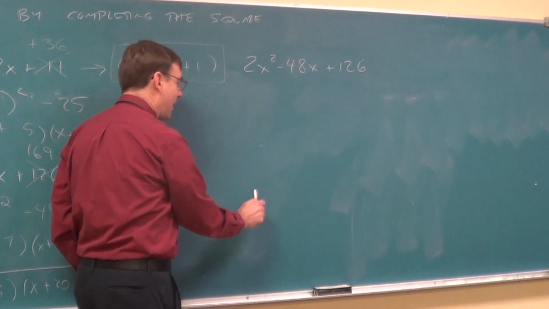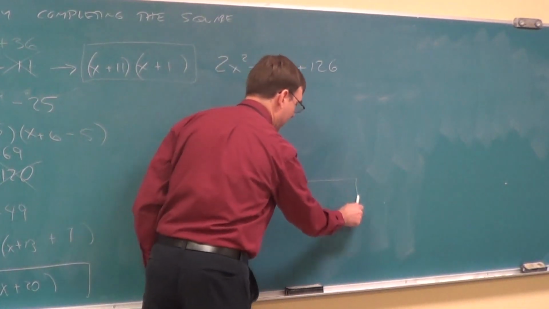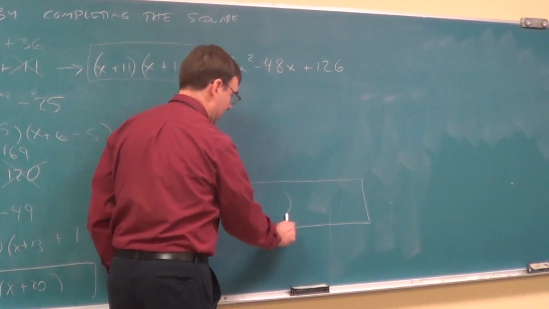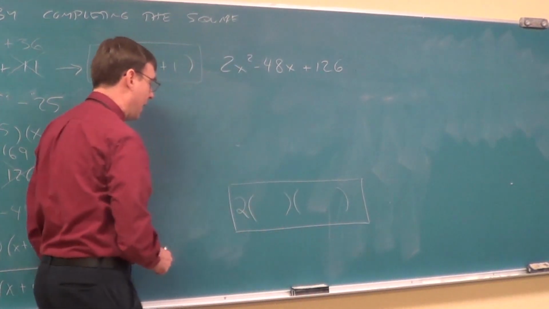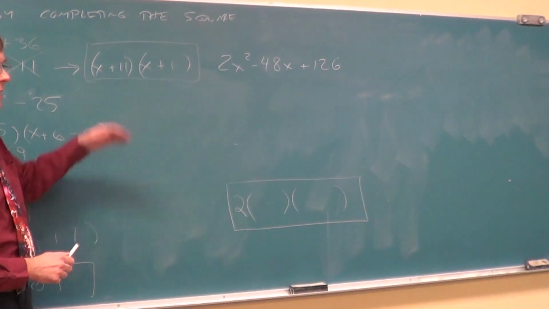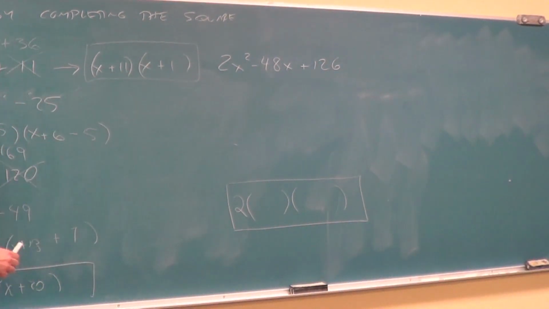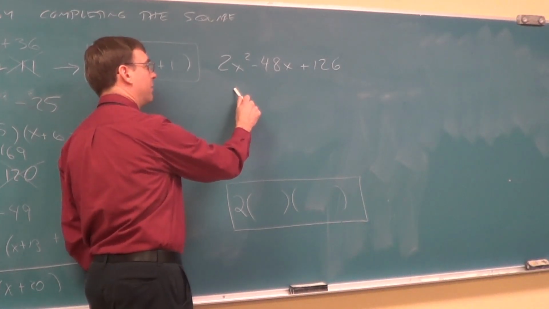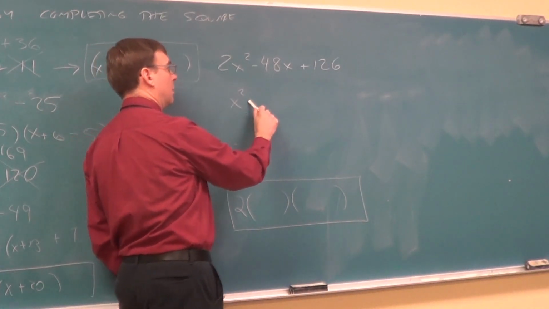So again, I don't know if this is a good habit or a bad habit, but I like to just take my 2 to my answer area. I don't have to worry about remembering it later, and I don't have to write it at every single level of my work. I'd rather not go through these problems copying 2s at every level. That's my personal opinion. So if I take out a 2, who's left? x squared. 24.